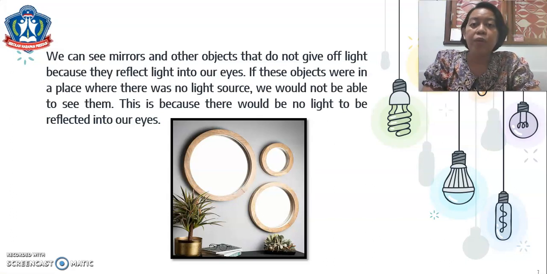Moving on, we can see mirrors and other objects that do not give off light because they reflect light into our eyes. If these objects were in a place where there was no light source, we would not be able to see them. This is because there would be no light to be reflected into our eyes.